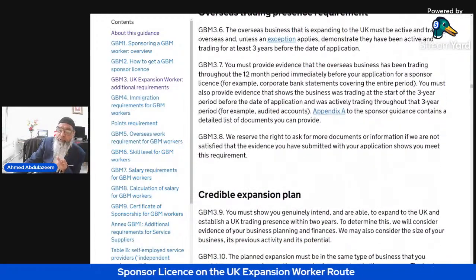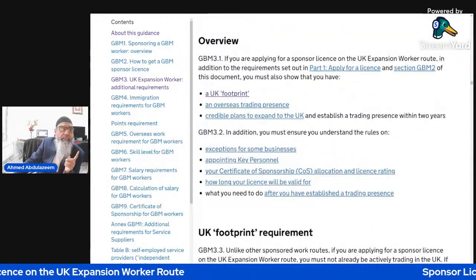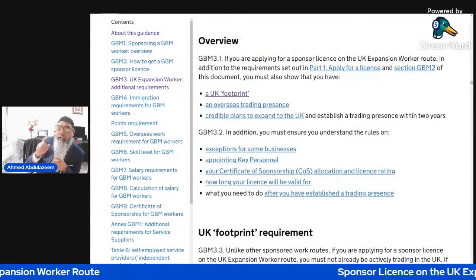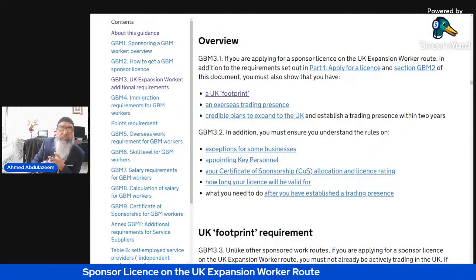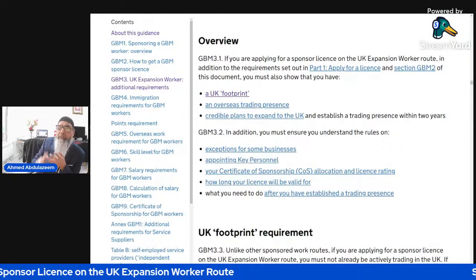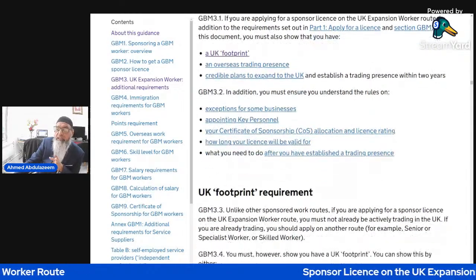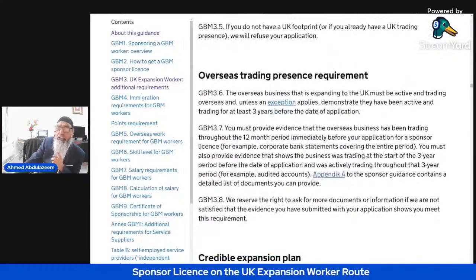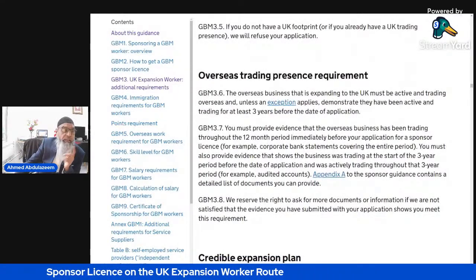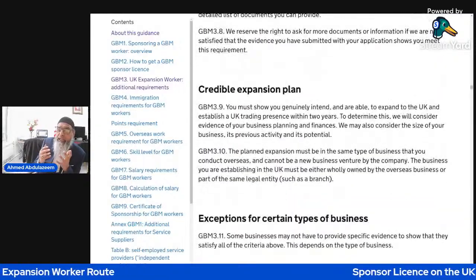Now the third option, I was already discussing that we need to submit with the sponsorship license to prove that we have a UK footprint, number one. Number two, you have an overseas trading presence. And number three, a credible plan to expand to the UK. So we have just discussed UK footprint. Now we have already talked about overseas trading presence requirement, and now we are moving to credible expansion plan. So what is credible expansion plan?